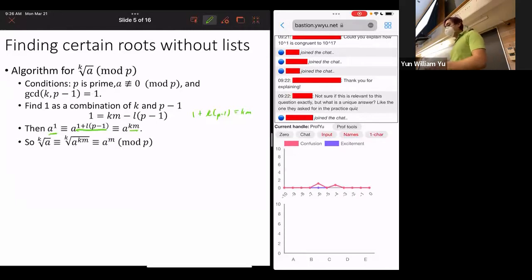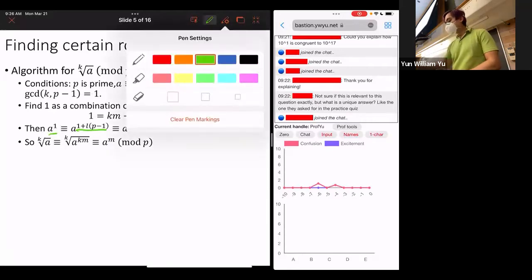And then once we do that, well then taking the kth root of a is easy, because the kth root of a is the same as the kth root of a to the km, which is then just a to the m. And we know how to solve power problems. So let's give an example of this.